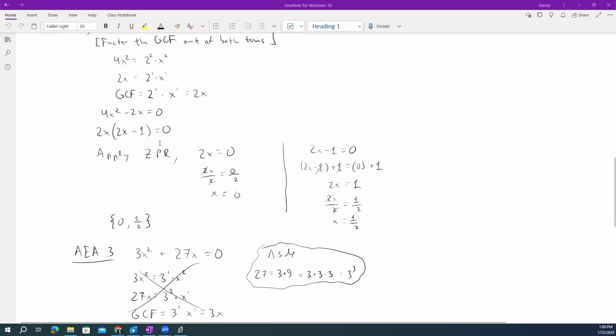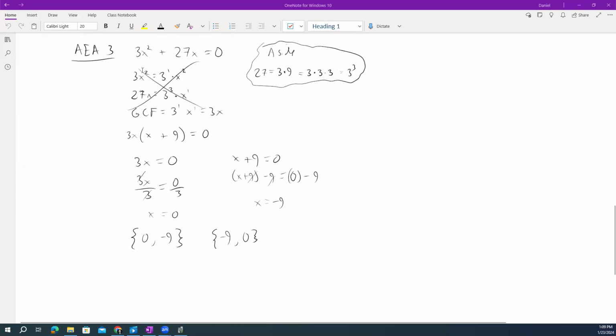2x times 2x minus 1 is equal to 0. Apply your zero product rule, and that tells you that either 2x is equal to 0, which we can solve to get x equals 0, or 2x minus 1 is equal to 0, which we can solve to get x equals 1/2. So 0, 1/2 is our solution set.